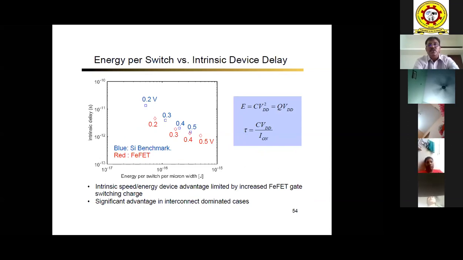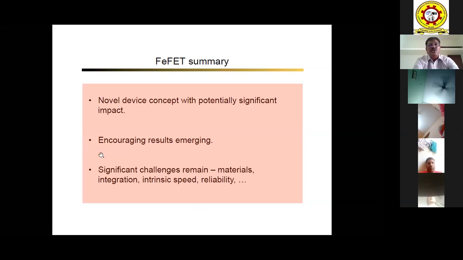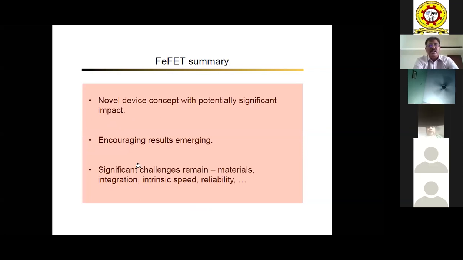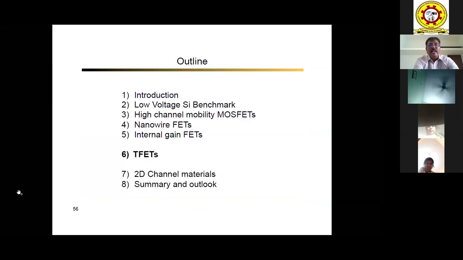So this is another candidate. The novelties are a novel device concept with potentially significant impact, and encouraging results are emerging out because of these FETs. Significant challenges remain in terms of the materials. One has to do different material integration, and intrinsic speed and reliability. A lot of research is getting done at this moment only at the simulation level, not at the fab level. And the next one is TFETs, tunneling field effect transistors.